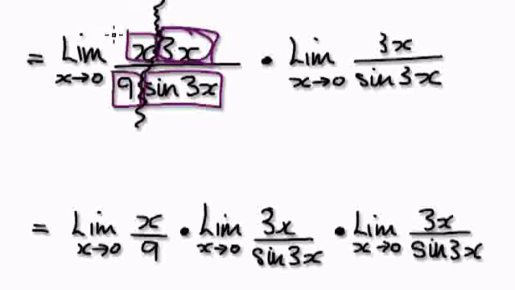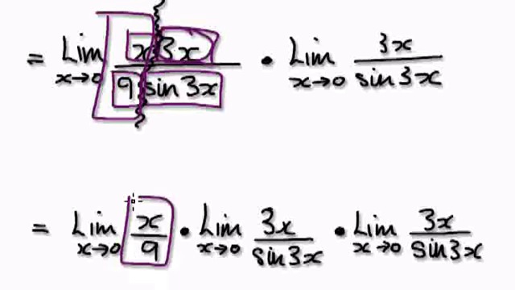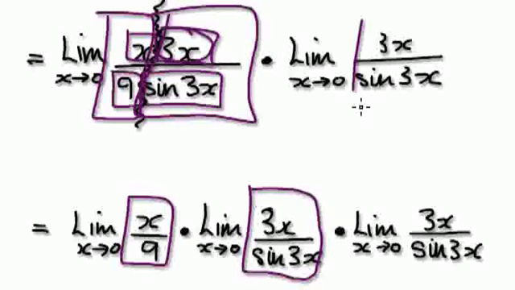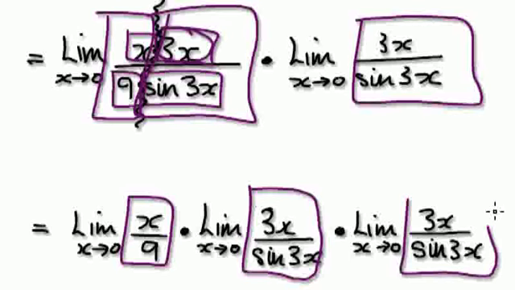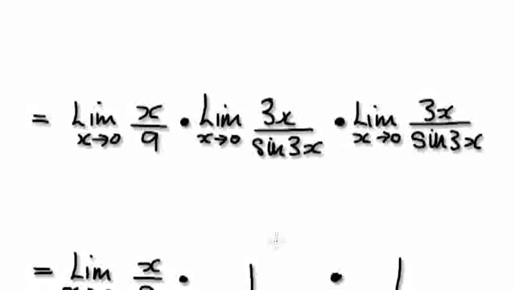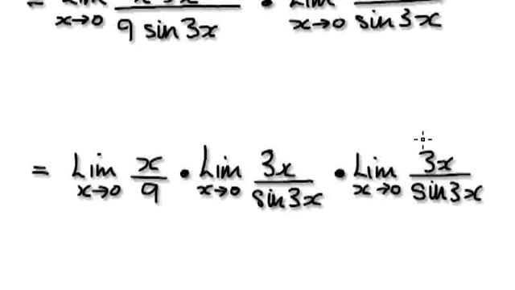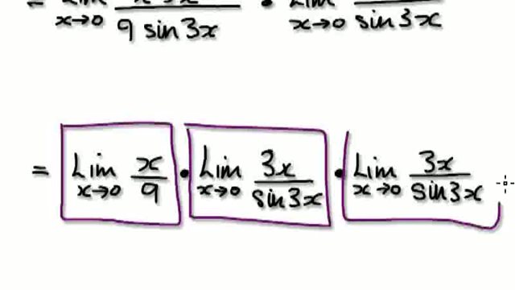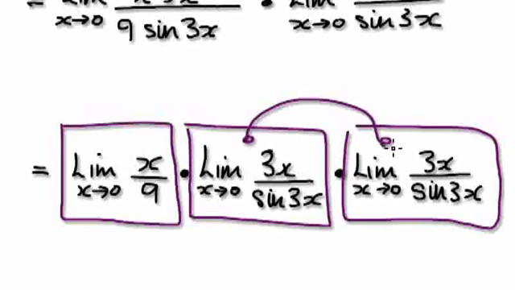Basically take the limit of this one here, and then take the limit of this one here, and then this was what was left from earlier. So now we've got three limits multiplying with each other. So we've got to work out this, and work out this. These two are exactly the same.